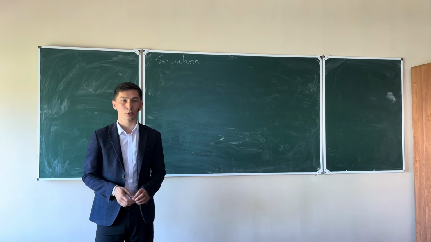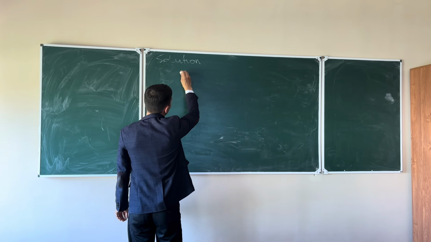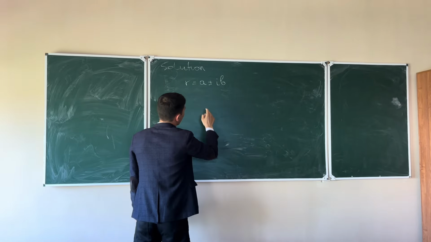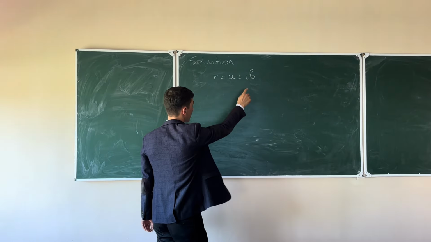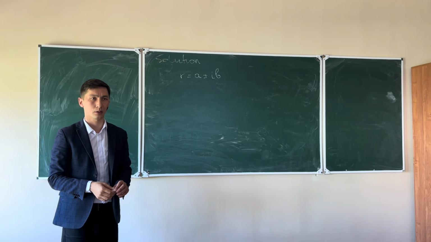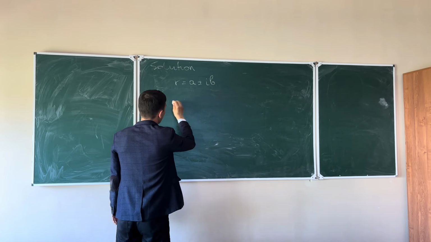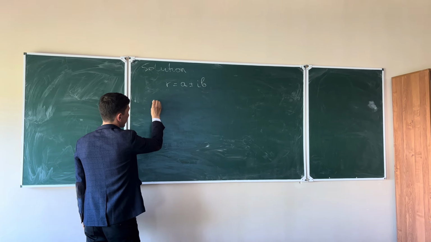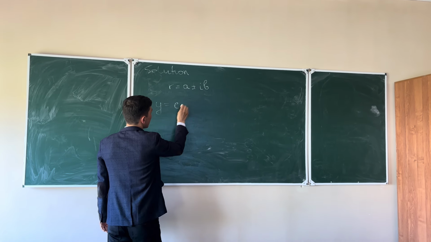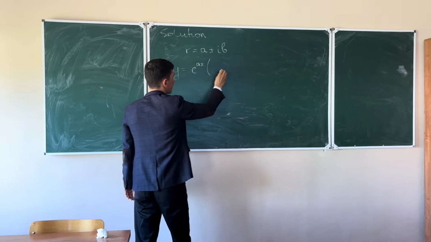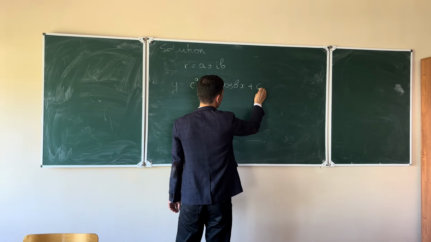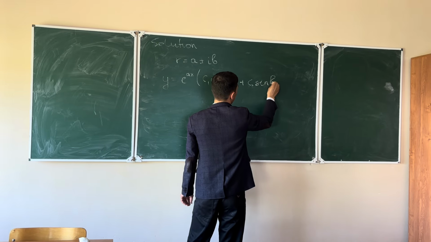And in the third case, we're going to have complex roots, which is r is equal to a plus or minus bi. Here, a is the real part of the complex number, and b is the imaginary part of the complex number. Then we can write the solution y is equal to e to the power of ax times C1 cosine bx plus C2 sine bx.